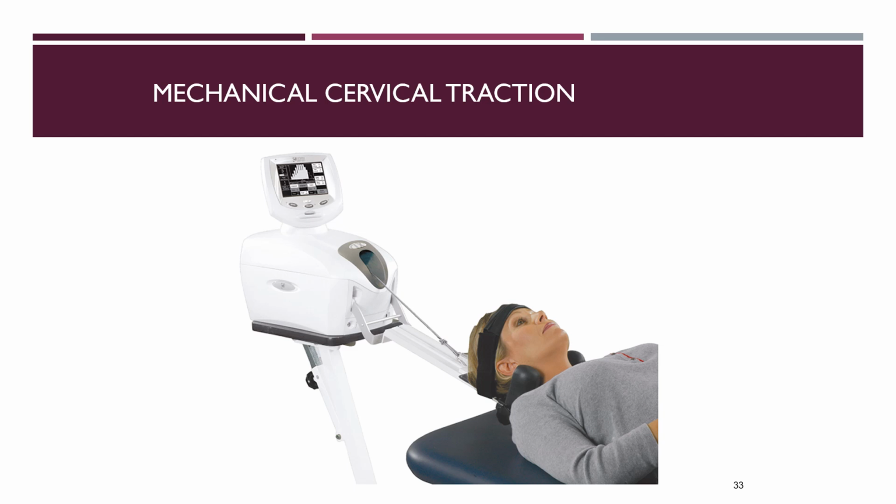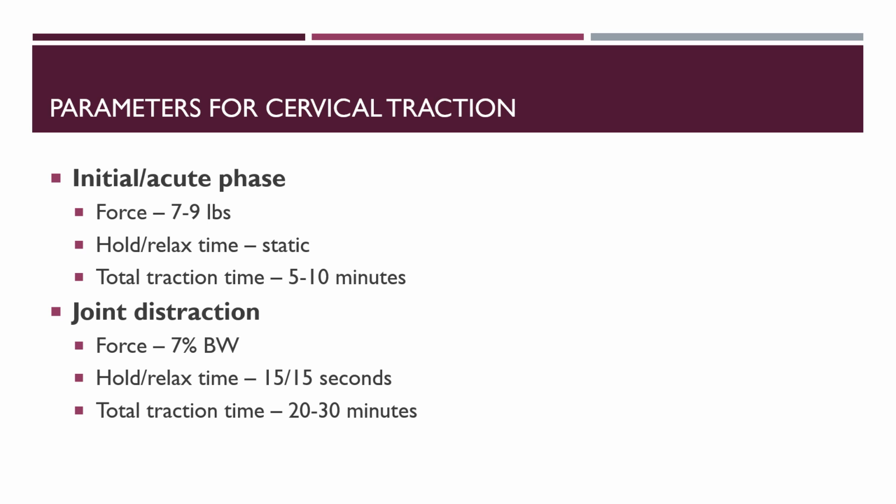And this is what our cervical traction unit looks like. So very similar to this one here. Let's look at our parameters for cervical traction. So for our initial or an acute phase, or really subacute phase, we're looking at about 7 to 9 pounds of force, and that's it. So it's not going to feel like much for your patient.